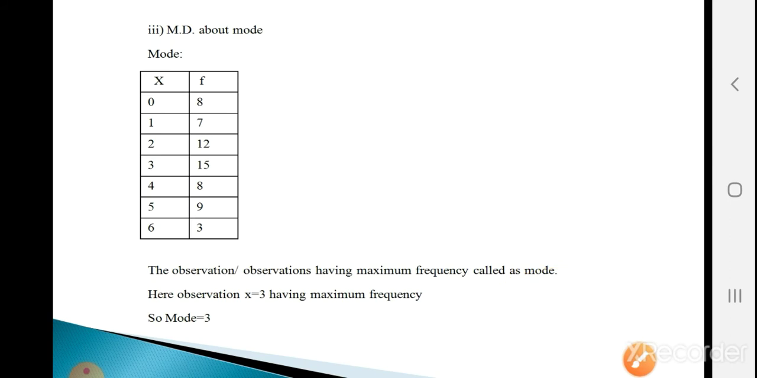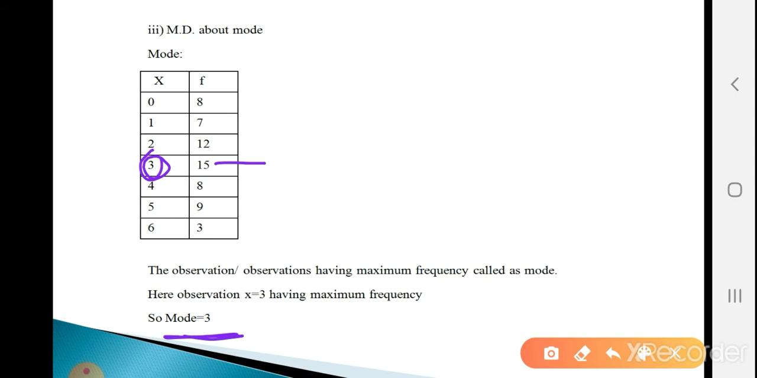Now the last, mean deviation about mode. How to calculate mode for group data? The observation or observations having the maximum frequency is called the mode. Here which observation has the maximum frequency? Here the observation 3 has the maximum frequency, that is 15. So here the mode value is 3. That means here the mode is equal to the median, which is equal to 3. So the value of mean deviation about mode and mean deviation about median are equal.